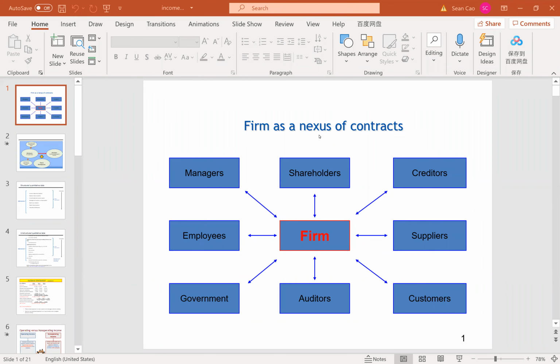So here's the agenda for today. Today I will first talk about income statement analytics. Basically, what exactly can we get out of the income statement? How do you do analytics on the income statement? How do you predict the stock price in particular?